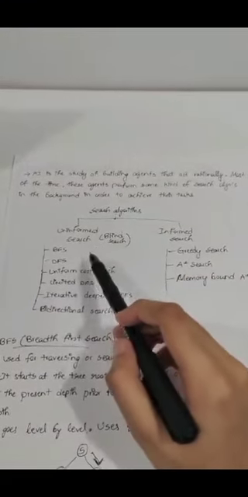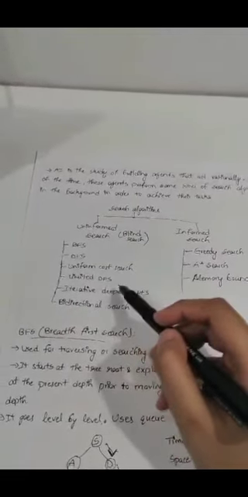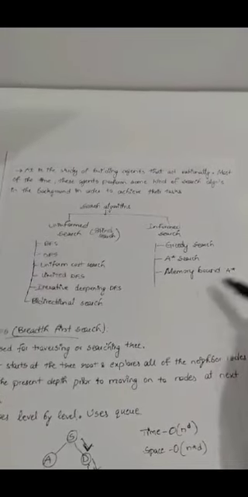So in uninformed search we have different types: breadth first search, depth first search, uniform cost search, limited DFS, iterative deepening DFS, and bidirectional search. In informed search algorithms we have three types: greedy search, A star search, and memory bound A star. Let's see about breadth first search.